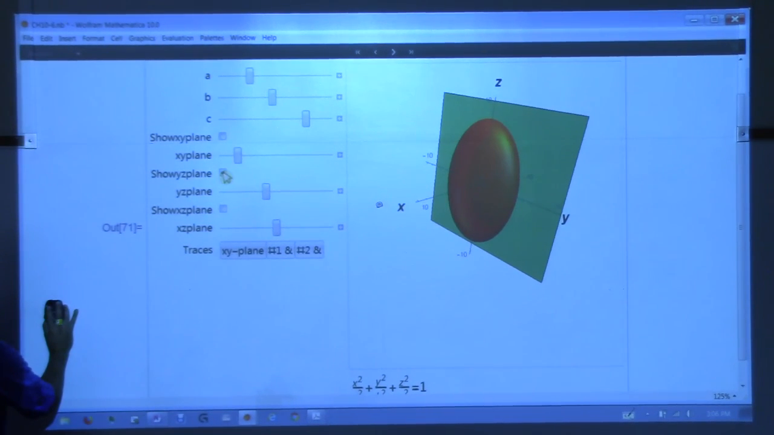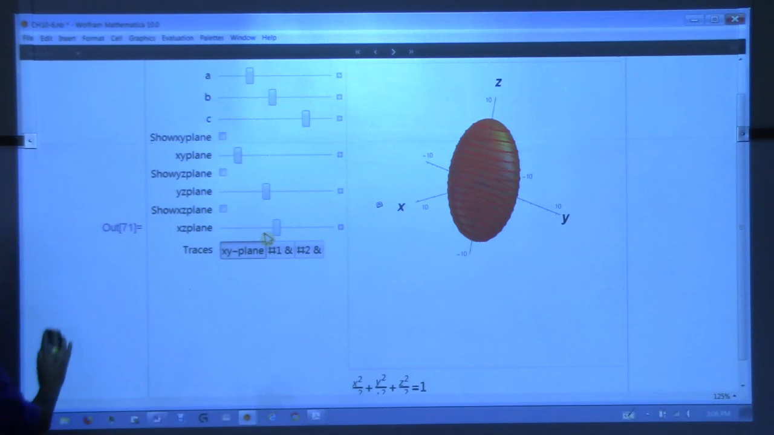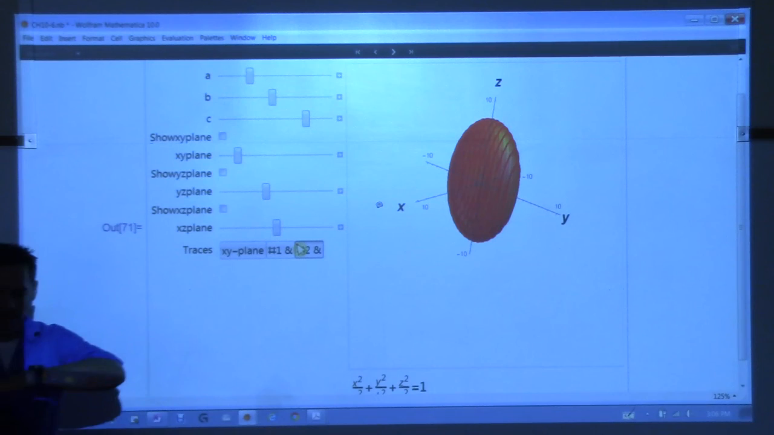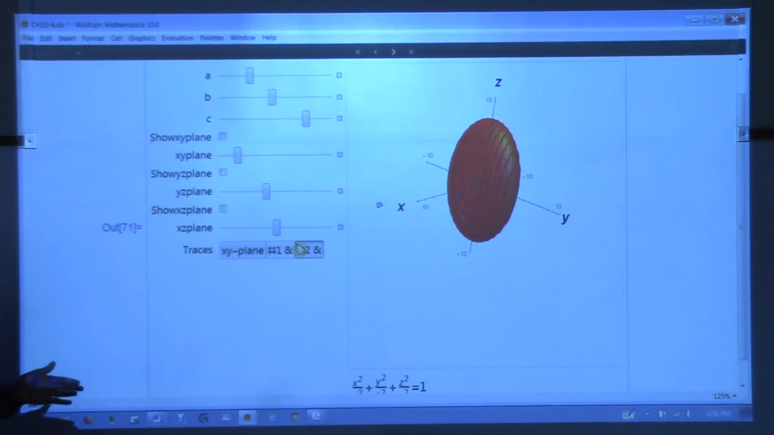So I can get these out of here. I can just show you all the traces. So there's traces that way. Here's traces this way and that way. So that's cutting it with the 3 different planes. This way, or that way. And you can see all those traces are ellipses.